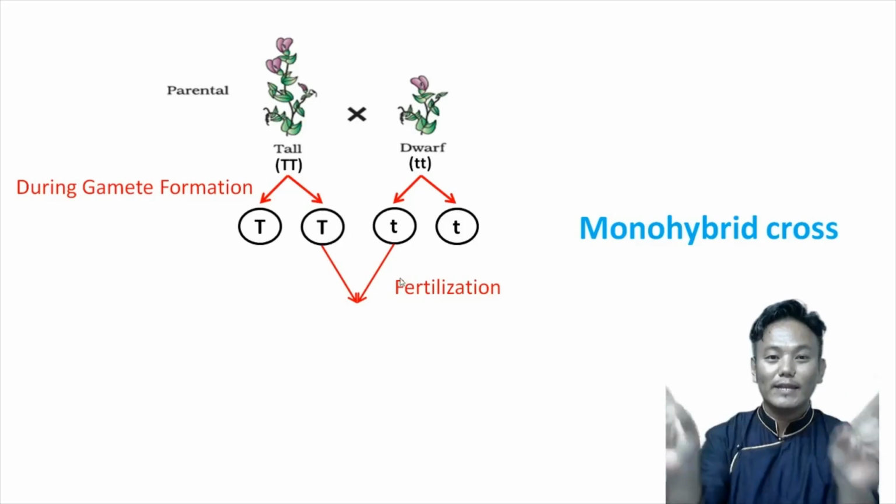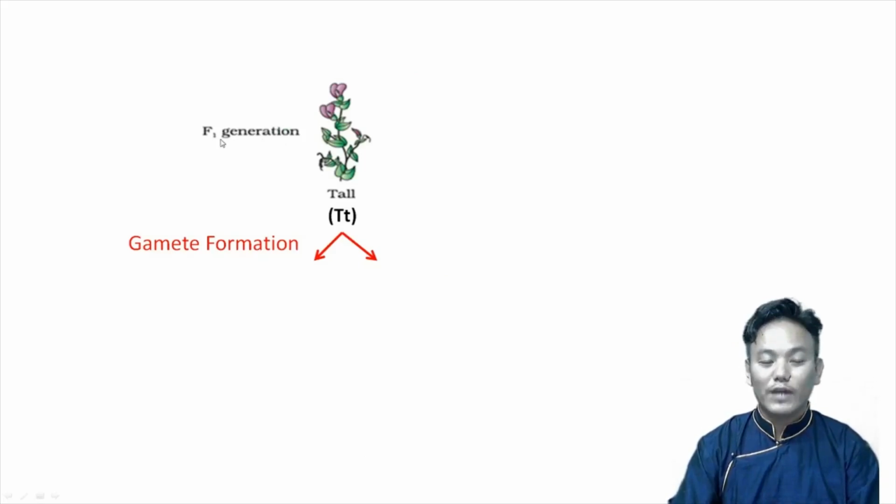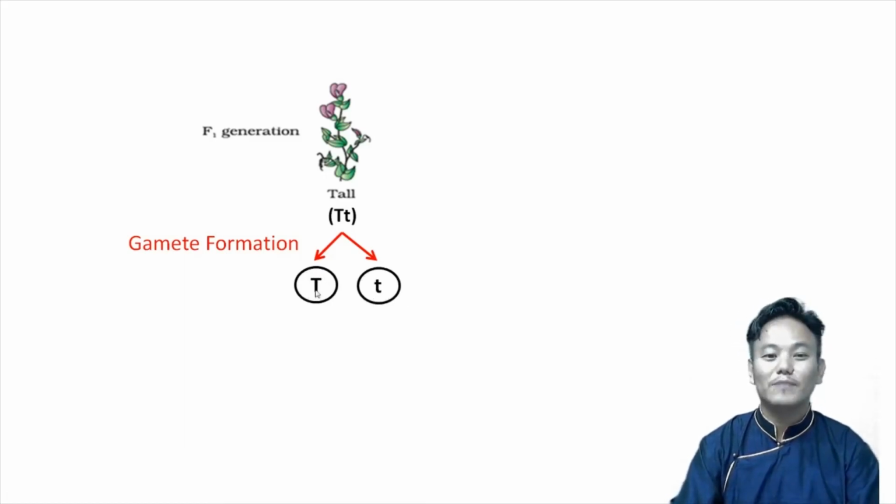And during fertilization, what will happen? The two gametes will come together and the alleles will pair up. When the alleles pair up, this particular plant is produced, and it is tall because, as we discussed in the law of dominance, the capital T dominates the small t. So that is the law of segregation. We will continue. In the F1 generation, when this F1 hybrid tries to produce gametes, it has different alleles, one capital T and one small t. When it produces gametes, half of the gametes will have capital T and half will have small t. That means 50% of the gametes will have capital T and 50% will have small t.